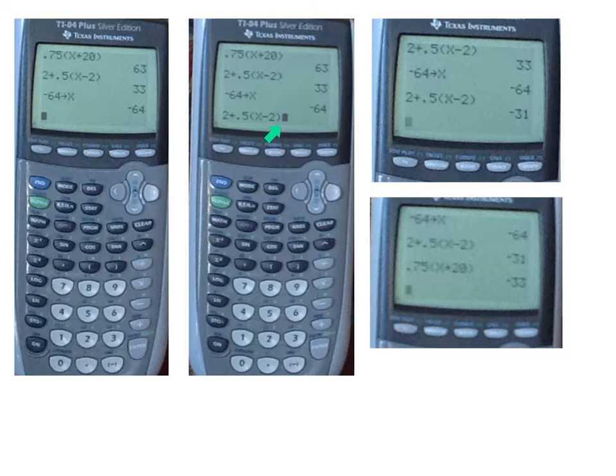Now when I hit enter again, it's going to use my new value for x, and it tells me that at the new value of negative 64, the side is now worth 31. Then I'm going to continue with my second and enter key and scroll through till I get the other side of the equation back up, and I press enter, and it tells me that it's negative 33. So I can see that my second answer choice also did not give me the right answer.